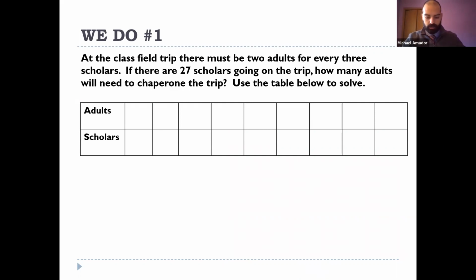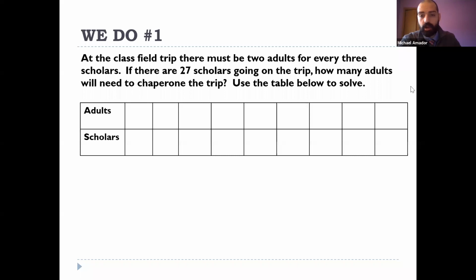At the class field trip, there must be 2 adults for every 3 scholars. If there are 27 scholars going on the trip, how many adults will need to chaperone the trip? Use the table below to solve.